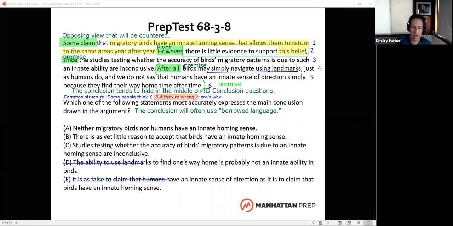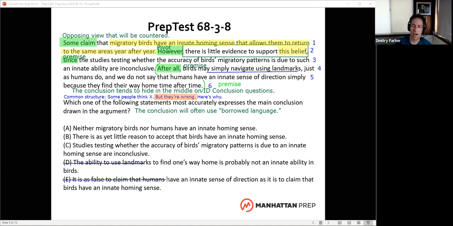The beautiful thing about an identify the conclusion question, unlike say a strengthen and weaken question or assumption question, is that we don't have to really get into the logic. I don't even care about the part about humans. I barely have to read it. As long as I recognize that it's supporting the main point, then I don't care what it says, which is kind of nice. So they're not saying this claim is as false as that.